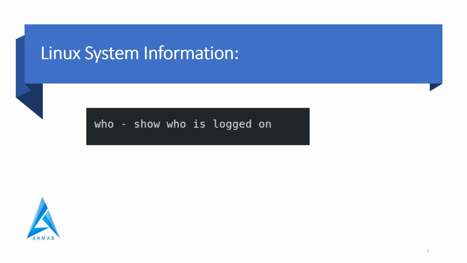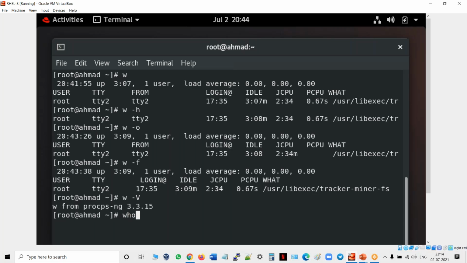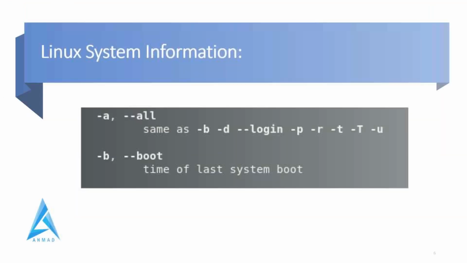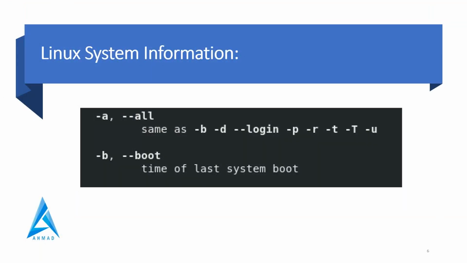And another command is who. Who means who is logged on. So let's do that. See, root is the user, and he is logged on your system. It is showing root, then the terminal, and then the date and the time. So what other options? If I say hyphen A, it will show you all information. If I say hyphen B, it will show you boot information.